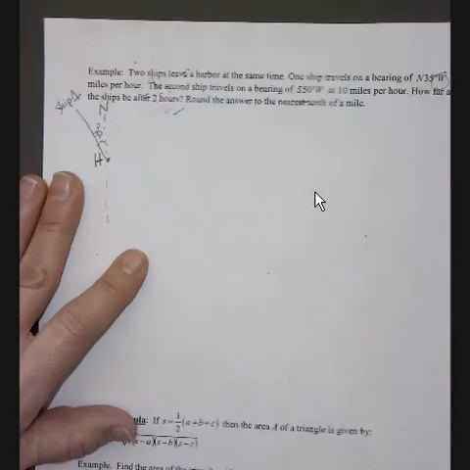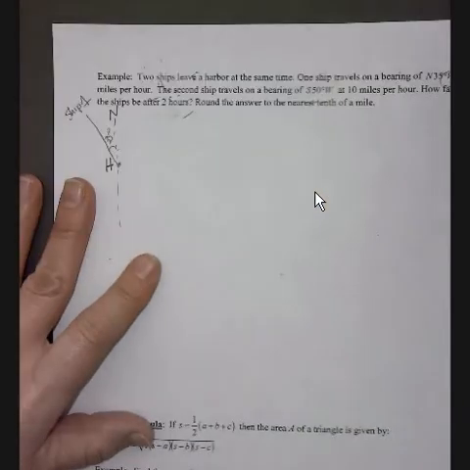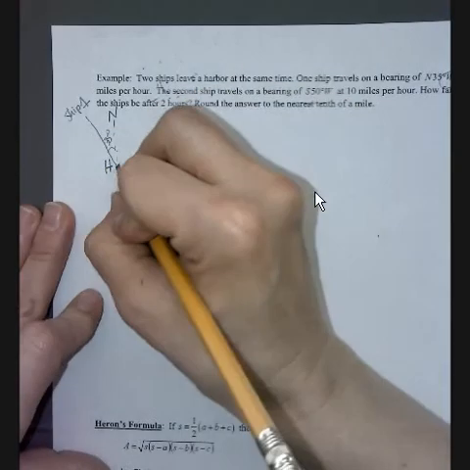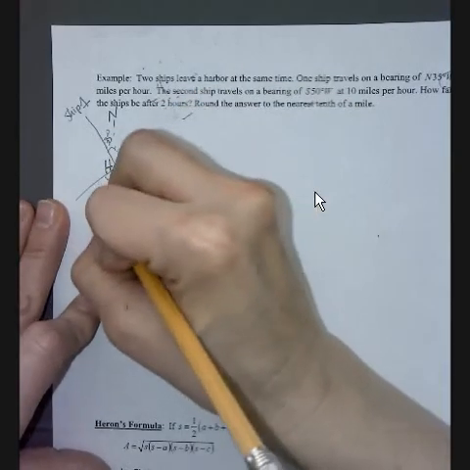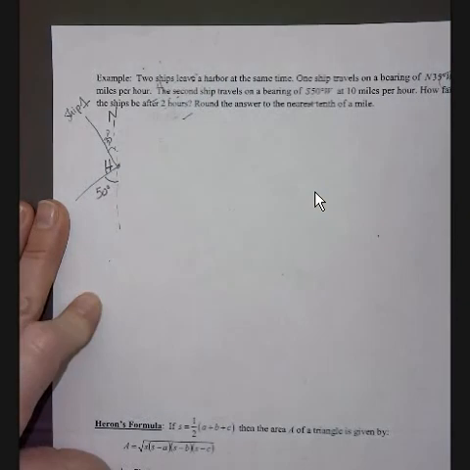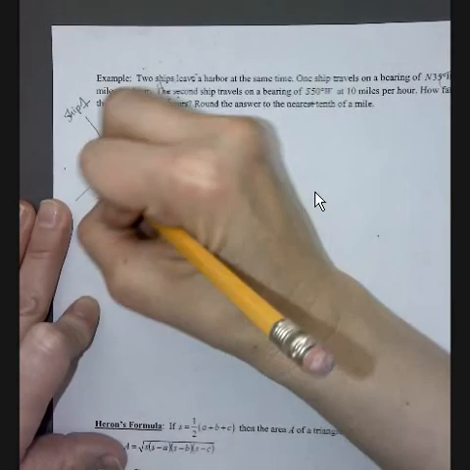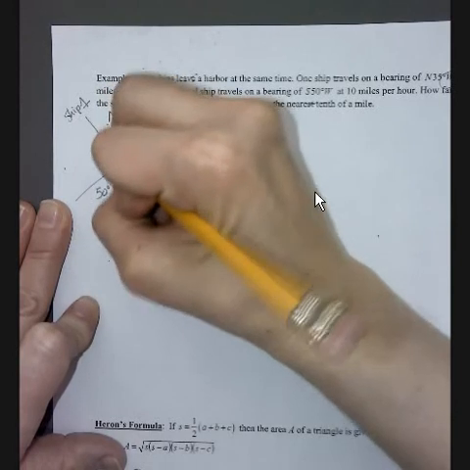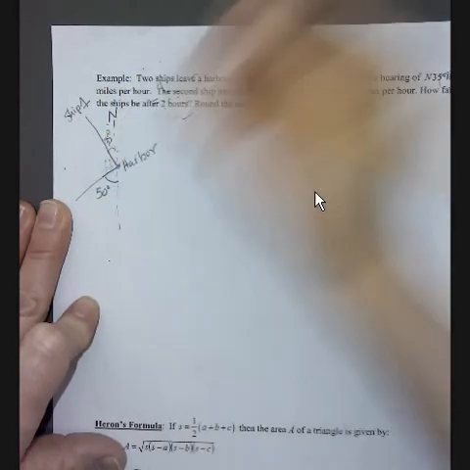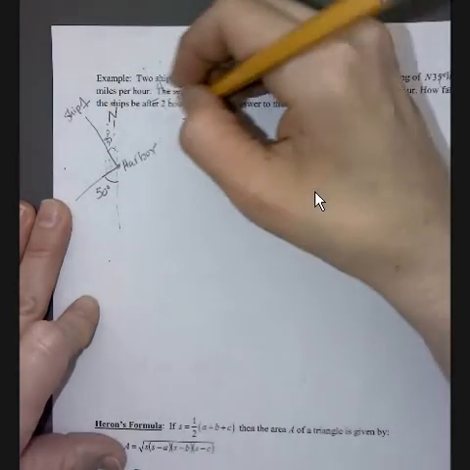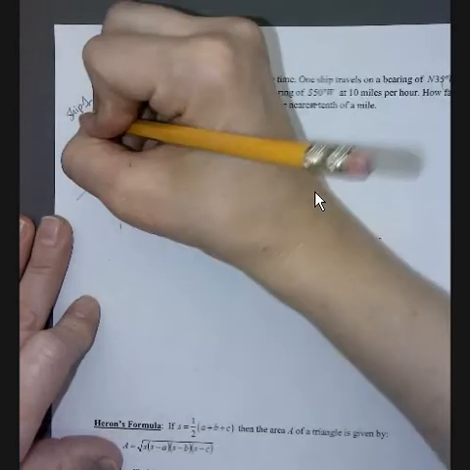And then the second ship is south 50 degrees west. So here's 50 degrees. I move this H because I'm going to put the angle measure in here. So here's H, or harbor, at 10 miles per hour. How far apart will the ships be after 2 hours? So we want to find D, this distance.